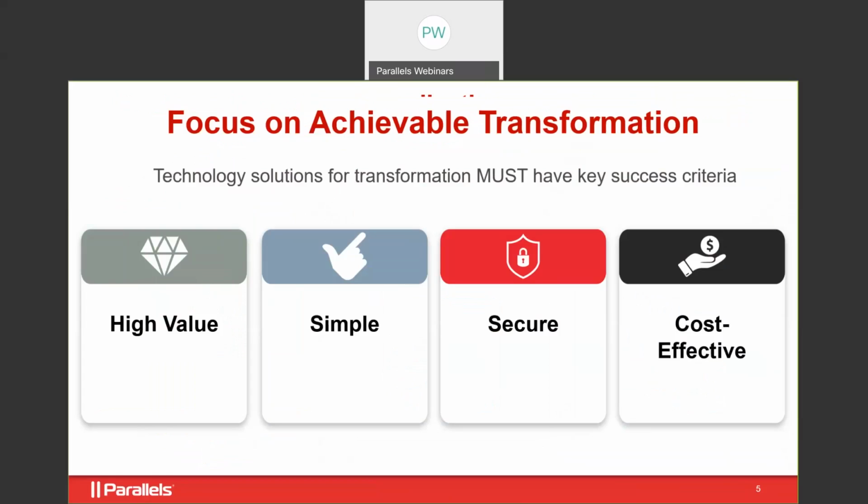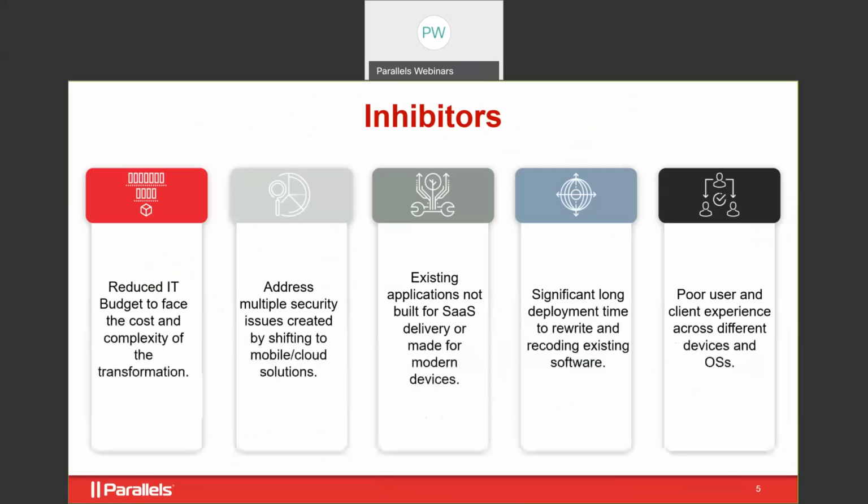And that's what we wanted to do with Remote Application Server. So basically, we wanted to achieve this transformation with 4 key criteria: a product with high value, very simple, extremely secure, and cost effective. Obviously, these 4 criteria aren't so easy to reach. Typically, the inhibitors, even when you speak with MSPs and ISVs, are always the same 5 aspects.